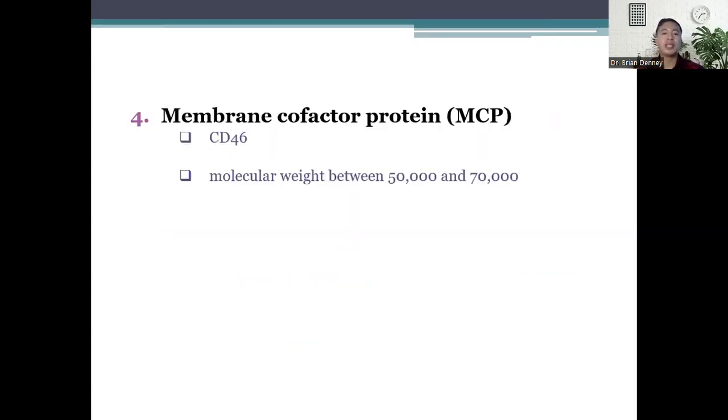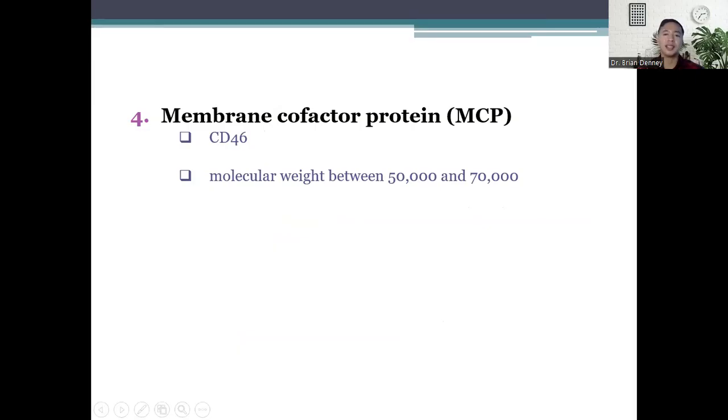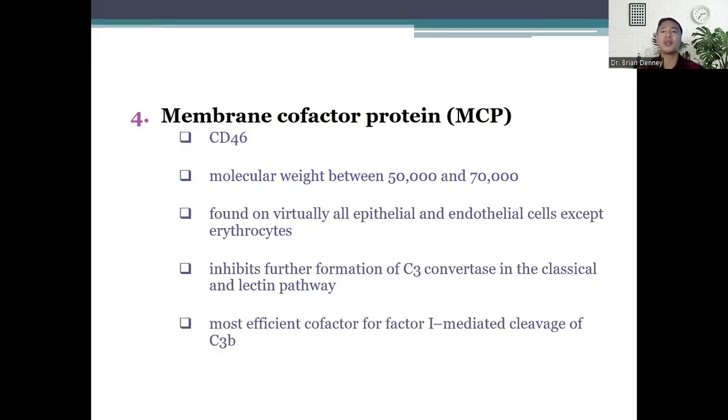Now, another protein is what we call MCP or membrane cofactor protein. You need to memorize its other name, the CD designation, which is CD46. CD35 is also known as the previous one, while CD46 is also known as MCP. So this inhibits formation of C3 convertase in the classical and lectin pathway.